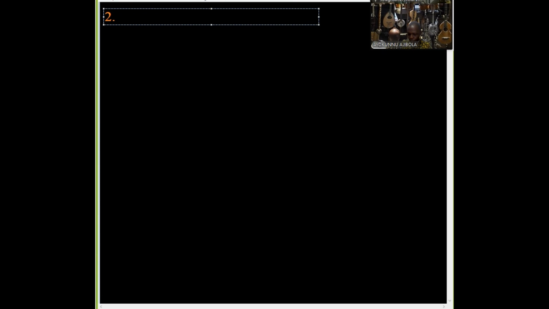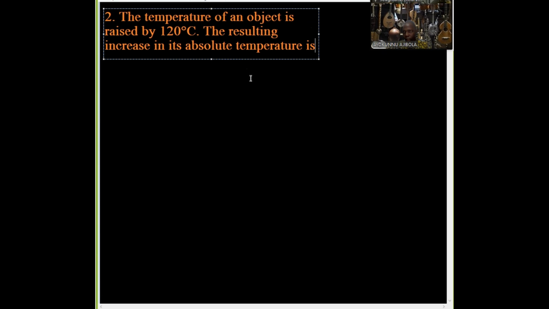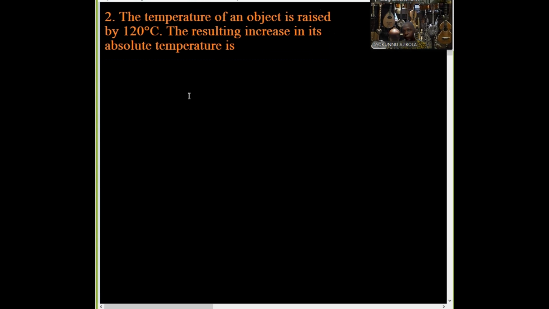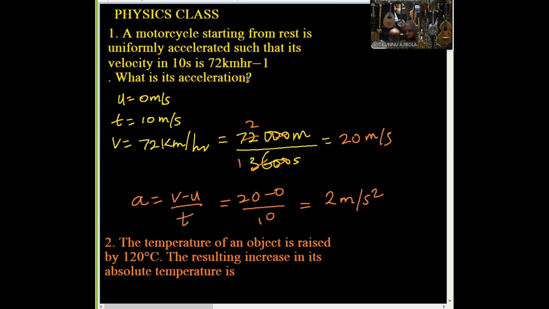So number two, it says the temperature of an object is raised by 120 degrees Celsius. The resulting, that one was not clear. Okay, the first one wasn't clear, right? Yes, sir.